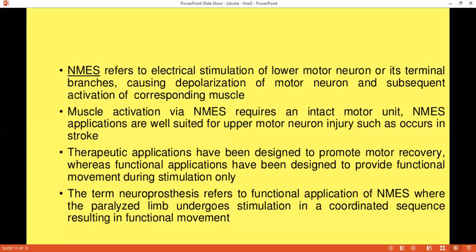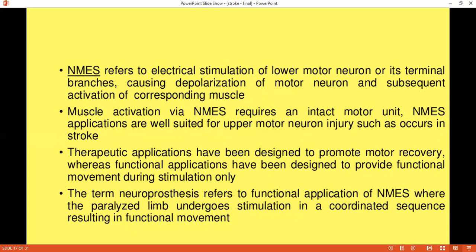The therapeutic protocol, especially neuromuscular electrical stimulation. This electrical stimulation will help to prevent contracture and deformity, and to stimulate particular muscles like biceps, triceps, the calf muscle, quadriceps, and hamstring, and it will help to increase the flexibility of the muscles. Muscle activation via neuromuscular electrical stimulation requires an intact motor neuron, and is well suited for upper motor neuron injury, such as stroke.